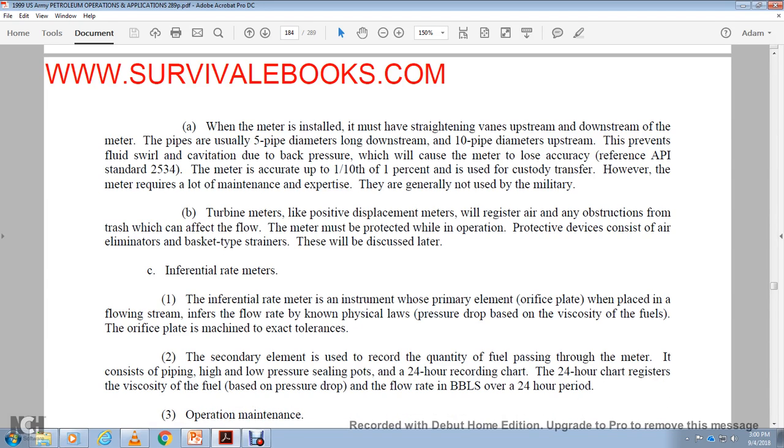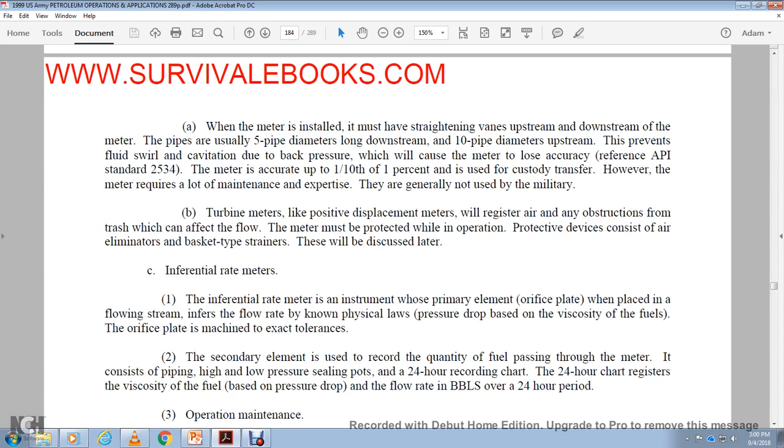Alright, inferential rate meter. It is an instrument whose primary element, an orifice plate, is placed in the flowing fuel stream. The flow rate is measured with physical laws, based on the pressure drop and the velocity of the fuel. The orifice plate is machined to an exact tolerance, and the secondary element records the quantity of fuel passing through the meter.